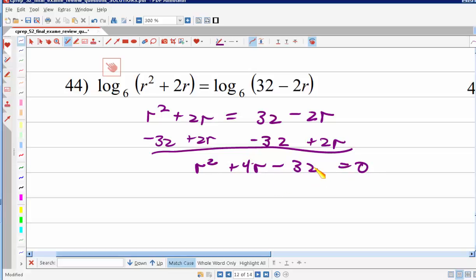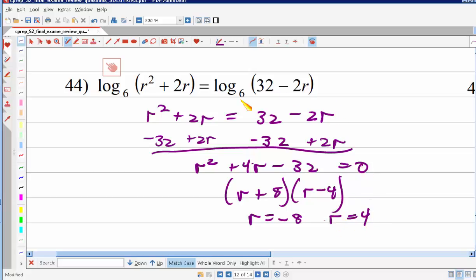Need two numbers that multiply to be negative 32 and add up to 4. Be r plus 8. So r is going to be equal to negative 8 or 4. If you put both of those into the original equations, you don't end up with a negative number. So both of them are valid solutions.